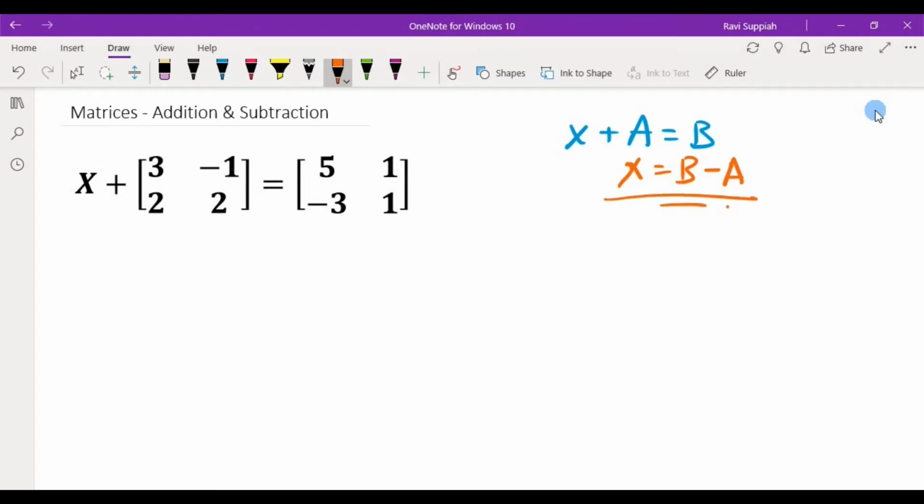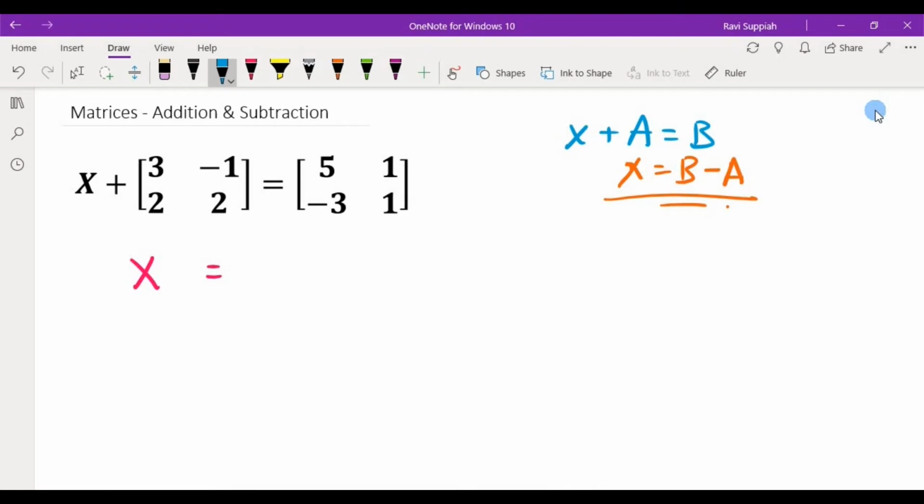Now this same thinking applies over here. The only difference is, instead of it being a normal simple algebraic number, it is now represented as a matrix. But other than that, the thinking process is the same. So over here, to find x, I need to bring this matrix over to the other side.